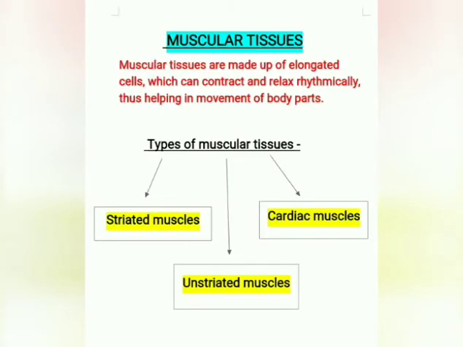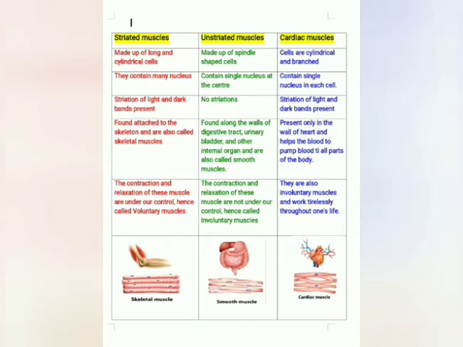Muscular tissues are of three types, that are striated muscles, unstriated muscles and cardiac muscles. Striated muscles are also called voluntary muscles because they are under the control of the individual's will. While walking or jumping, you can control the muscles of your legs. These muscles are usually attached to the bones and are also known as skeletal muscles. The cells of these muscles have striations of light and dark bands with many nuclei.